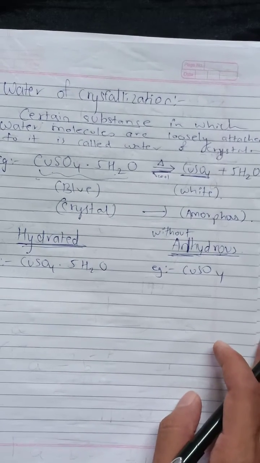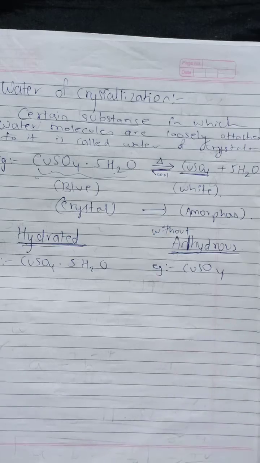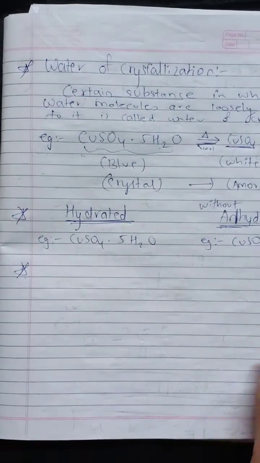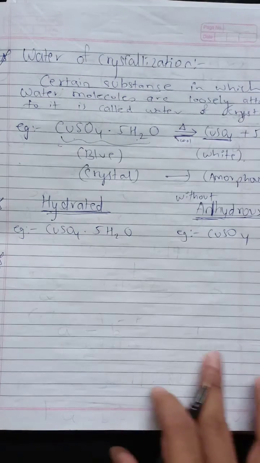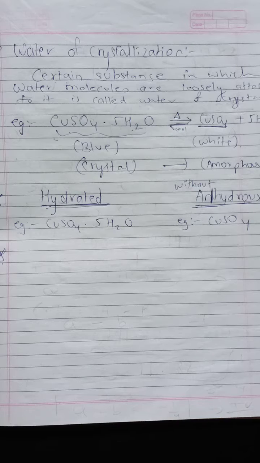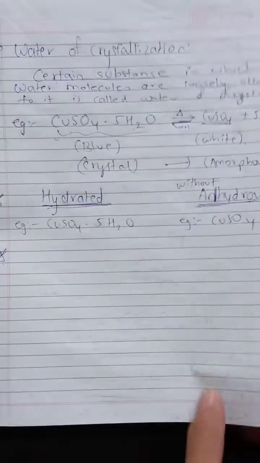There are many examples you should understand. Now three different substances we are going to study: efflorescent, deliquescent and hygroscopic.